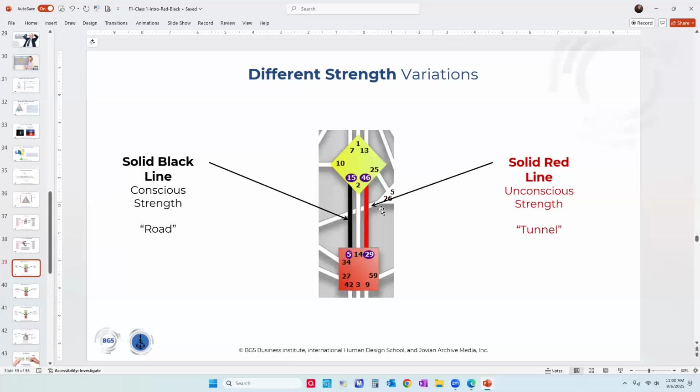So we can have a strength that is totally red, right? From top to bottom, that's the connection. And that would be an unconscious strength. We would call that a tunnel. Meaning, think about what it's like when you drive through a tunnel. You can sort of see what's in front of you, but not too much else, right? A lot of other things are kind of getting blocked when we go through a tunnel.